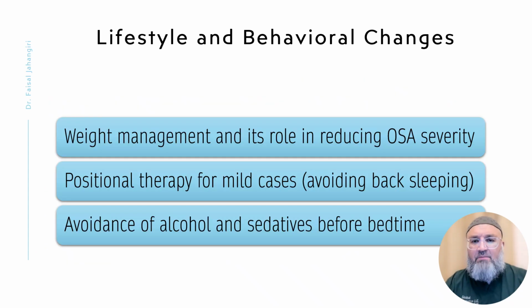For the lifestyle and behavioral changes, weight management plays a role in reducing obstructive sleep apnea severity, because higher BMI is associated with severe obstructive sleep apnea, and even collar size is a risk factor. Positional therapy for mild cases, such as sleeping on the side or using multiple pillows, avoiding back sleeping and flat sleeping, and avoiding alcohol and sedatives before bedtime, can also help.